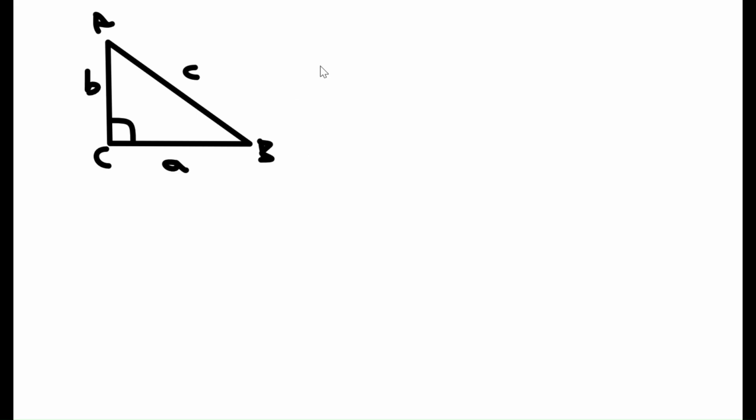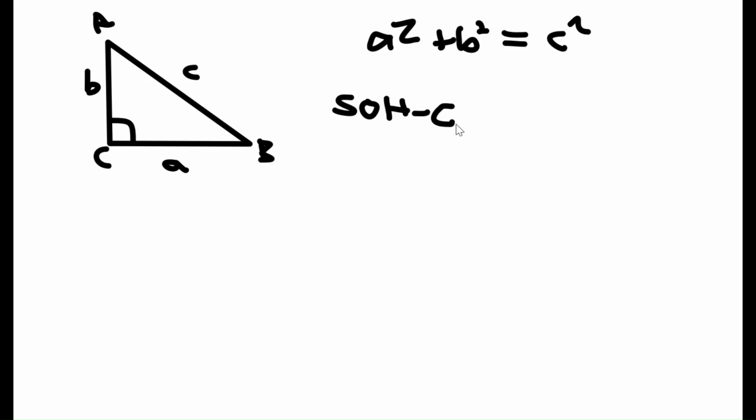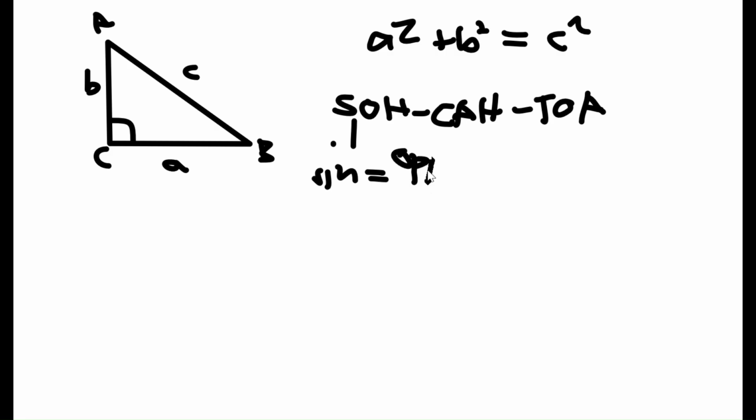Now, we can use the Pythagorean theorem for right triangles. So, we have a squared plus b squared is equal to c squared. We can also use SOHCAHTOA. Wherein sine is equal to the opposite over the hypotenuse.